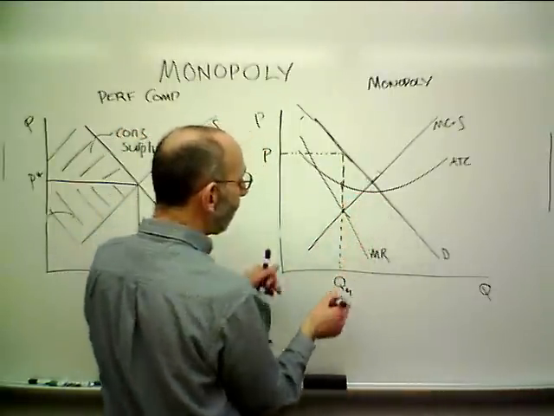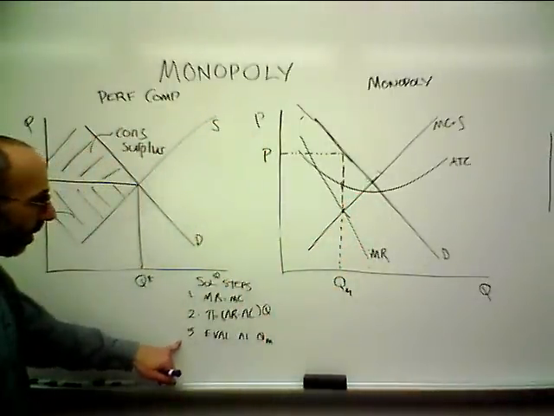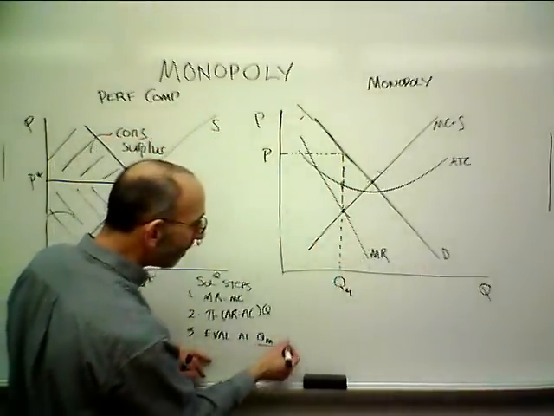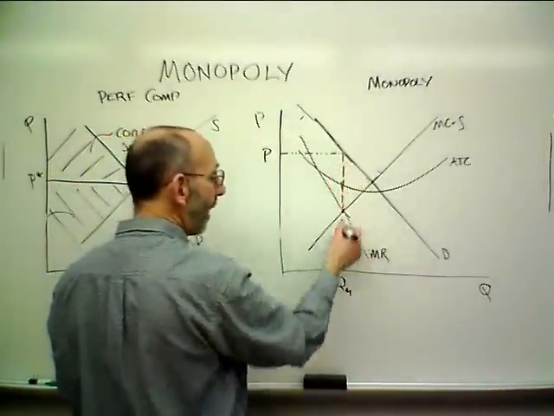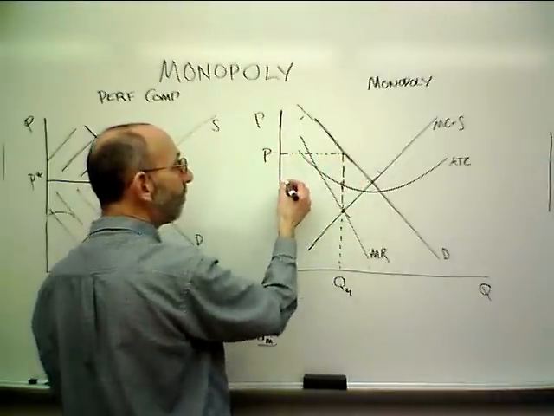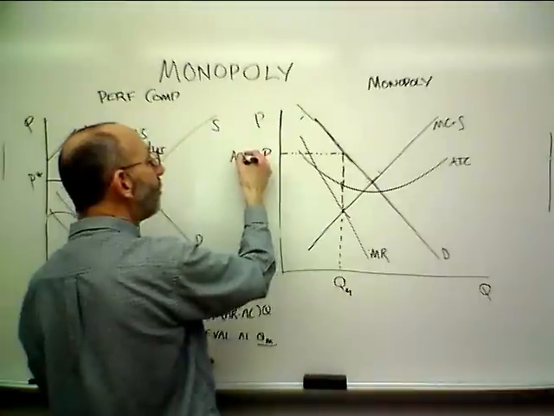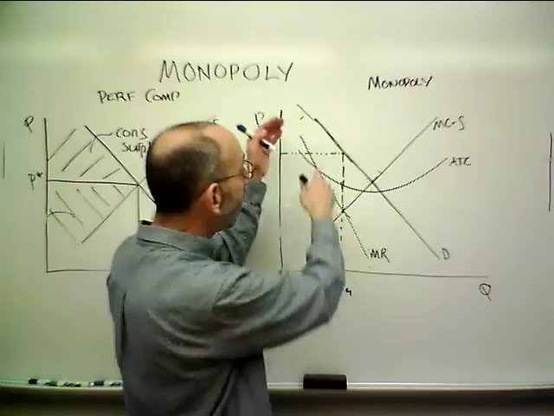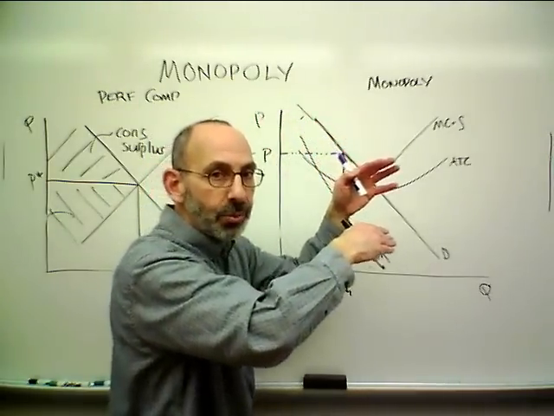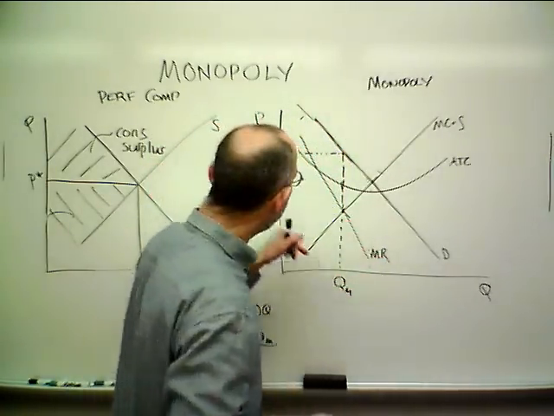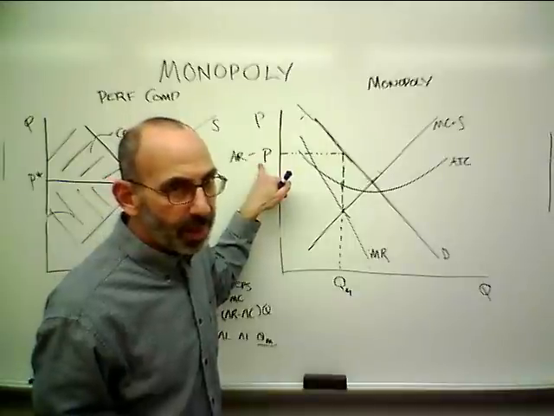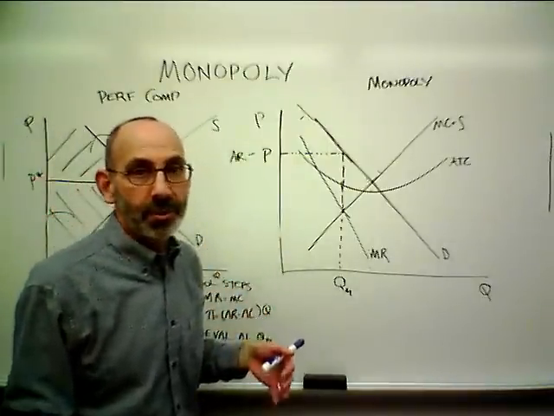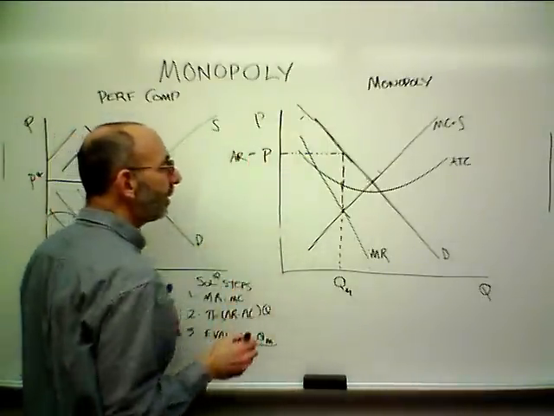So we want to evaluate this last part of our solution, step number 3. At Q sub m, which means along this vertical line, we've found the price, which is also equal to average revenue for a non-price discriminating firm. If we price discriminated, we'd be capturing some of the consumer surplus. For a non-price discriminating firm, everyone pays the same price. If everyone pays the same price, then the average revenue is the price. There we are with that.